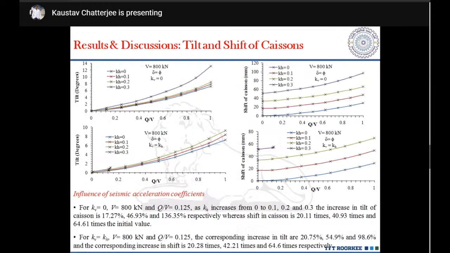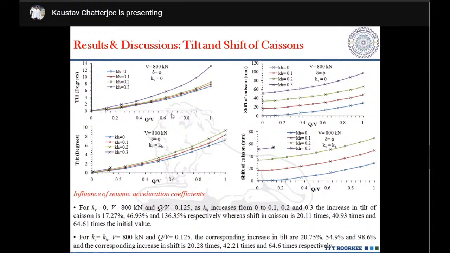Similarly, for acceleration coefficients, when kV equals 0 and vertical load is 800 kN, for Q by V equal to 0.125, as we increase kH from 0 to 0.3 for a kV by kH ratio equal to 0, tilt increases by 136%, whereas shift rises by 64 times the initial value. So a high amount of tilt and shift. Similarly, for kV equals kH, for these loading conditions the corresponding increase in tilt is around 98% and shift is around 65 times respectively, as we have seen from this particular figure over here.